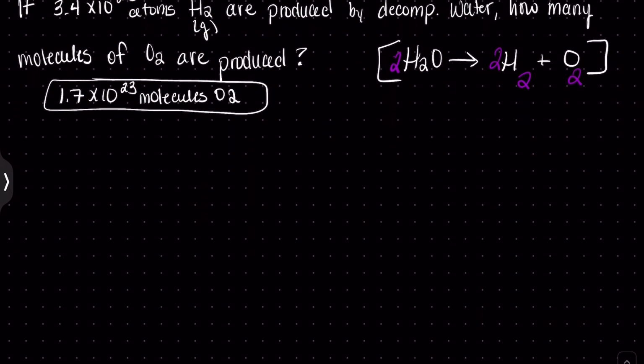Let's try another one. If 3.4 atoms of H2 are produced by decomposing water, how many molecules of O2 are produced? I'm talking about H2 gas here. So you should end up with 1.7 times 10 to the 23rd if all the math is mathin'.